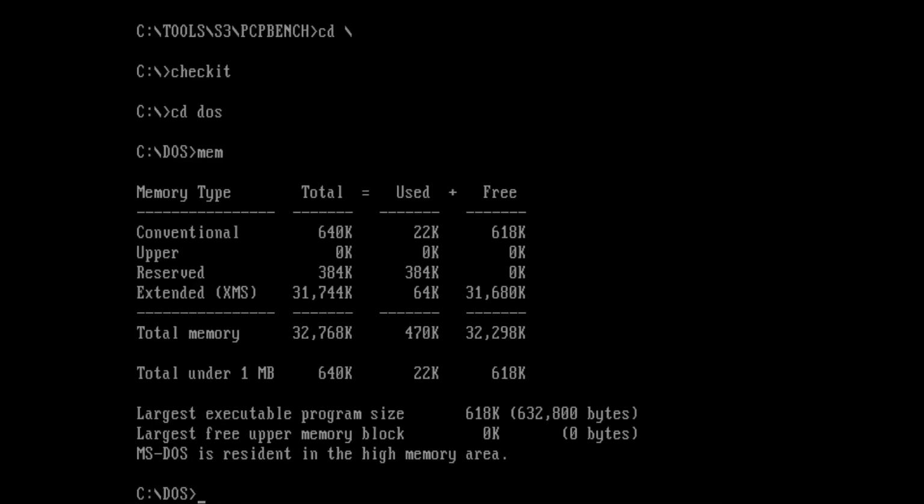Now, you probably know the tool mem in MS-DOS. It lists what's your conventional memory, what's your upper memory, reserved, extended, and so on. In here, we see that I have a total of 640 kilobytes of conventional memory. And usually, we do not touch the 640 kilobyte barrier. But we are going to do that now.